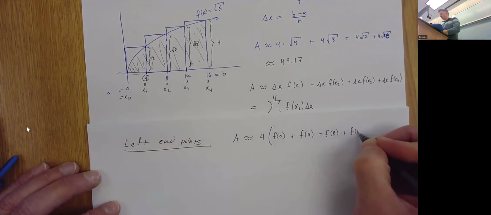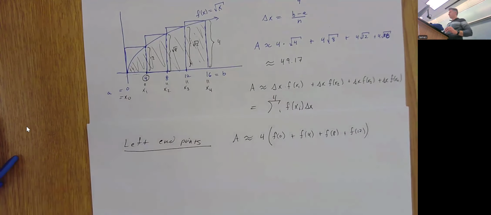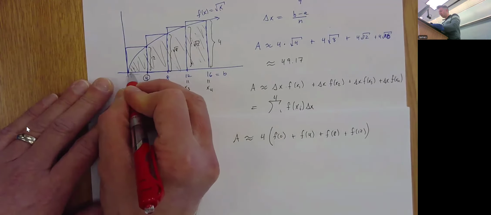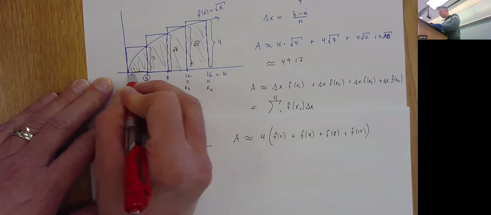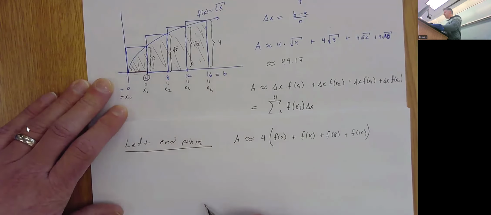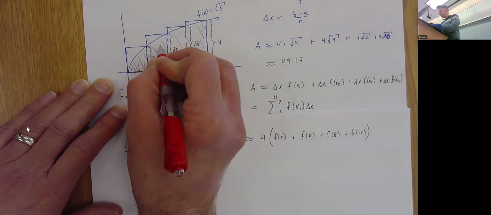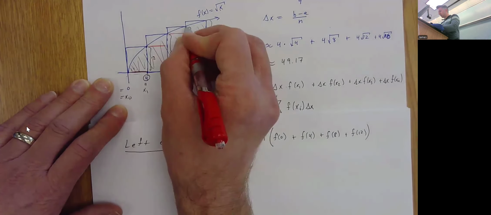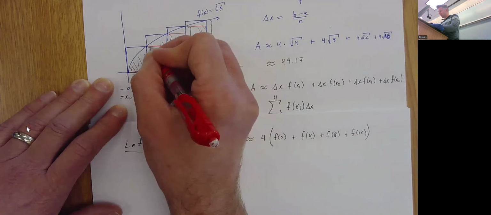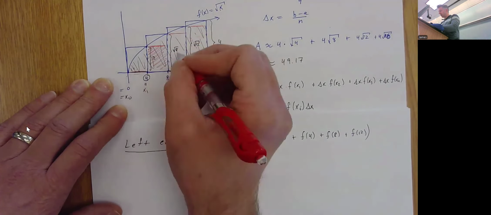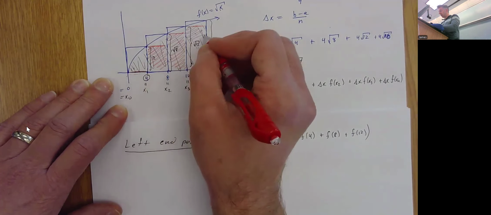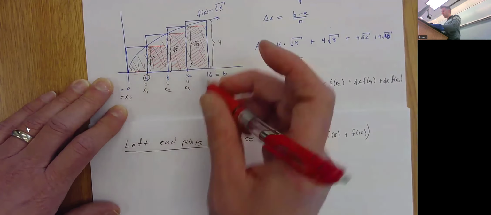I was going to draw a picture here because we should. Sure, I'll draw it up here. So using left endpoints, here are our rectangles. The first rectangle is kind of uninteresting because it's got a height of 0. Second rectangle, there's your height. The third rectangle, there's your height. The fourth rectangle, there's your height. So this red area is our approximation of the area under the curve using left endpoints.